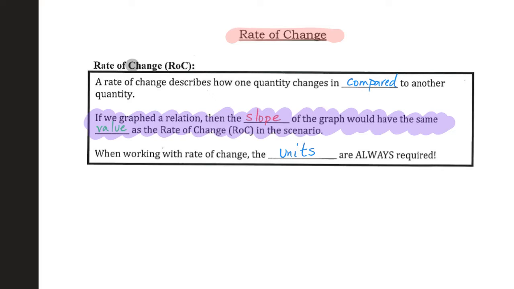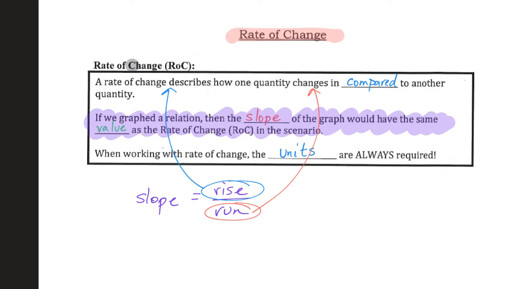Keep in mind, we are all very, very good at what slope is. We know that slope, and I swear I could almost hear you saying it out loud, is equal to rise over run. Notice that what that is, is our change in one quantity. That's how we change vertically, compared to our change in another quantity. How do we move horizontally?